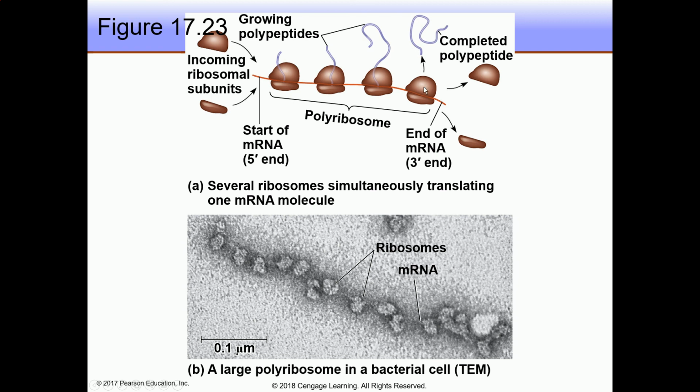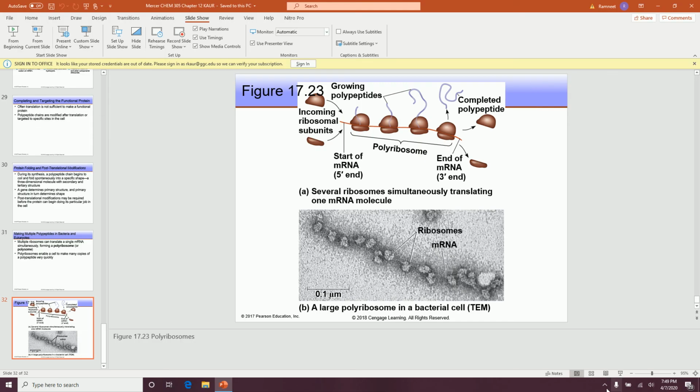So this ribosome has reached here, and this much peptide is formed. This ribosome has reached here, and this much peptide is formed. This is called a polyribosome. And what's the significance of a polyribosome? By this, the efficiency of translation can be increased and more protein can be made in a short time. So that's all we need to know from this chapter.